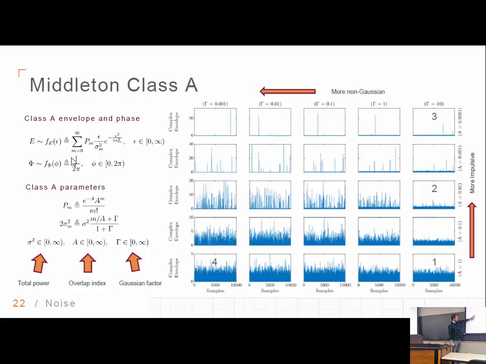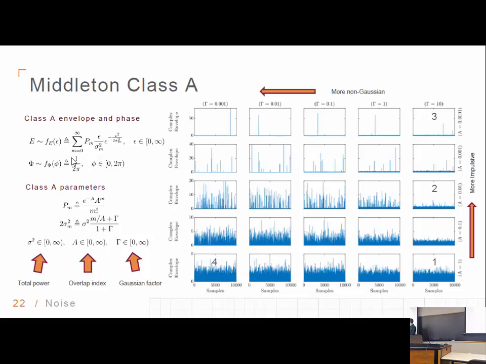If you select a sigma squared, an A, and a gamma, which are the total power, overlap index, and Gaussian factor, then for the Middleton Class A noise model you get a noise characterized by these parameters. Sigma squared is just the total power of the noise. A controls how impulsive the noise is. Let's look at that. These are all just realizations of noise with different parameters, and here A is decreasing, so it gets more impulsive. This one is pretty flat, but here you have the flat piece down here, and then a lot of impulses.